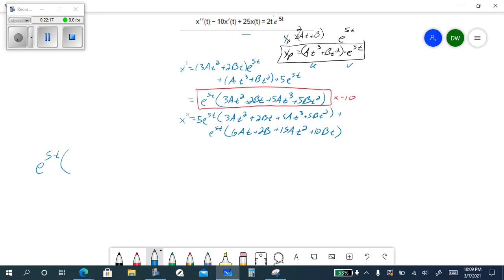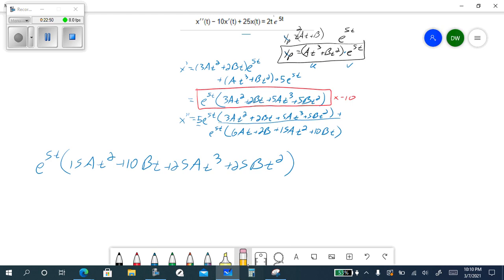So for our second derivative, if we take e to the 5t out front, for the first parenthesis, we're going to have 5 times that first parenthesis. So 5 times 3, so 15a t squared, 10bt, 5 times 5, so 25a t cubed, 5 times 5, so 25b t squared.